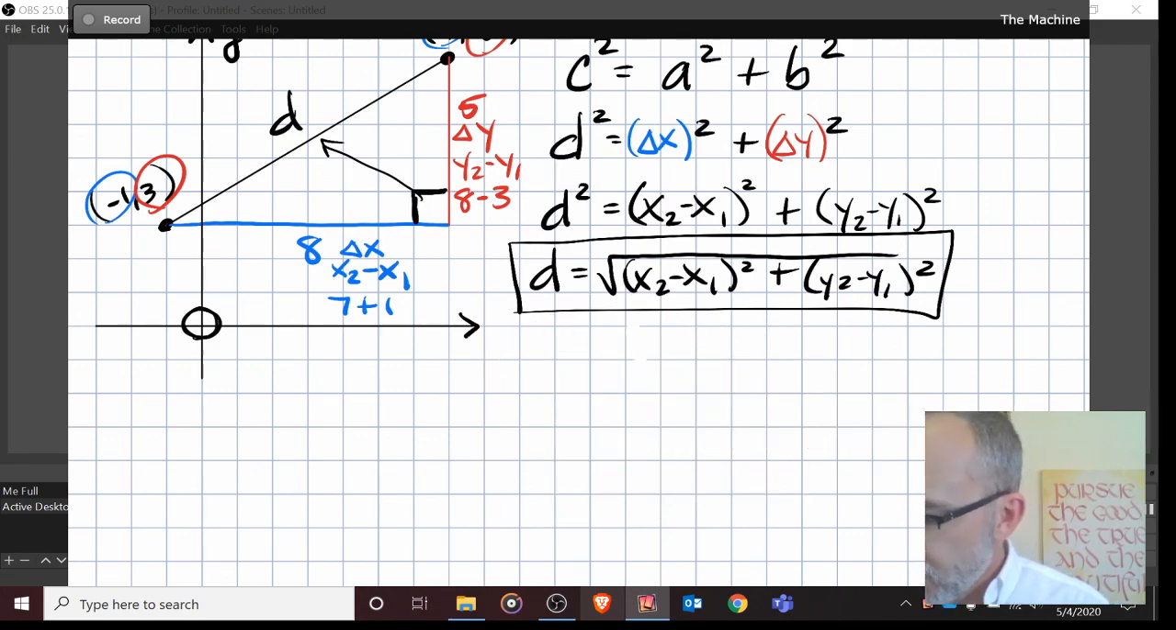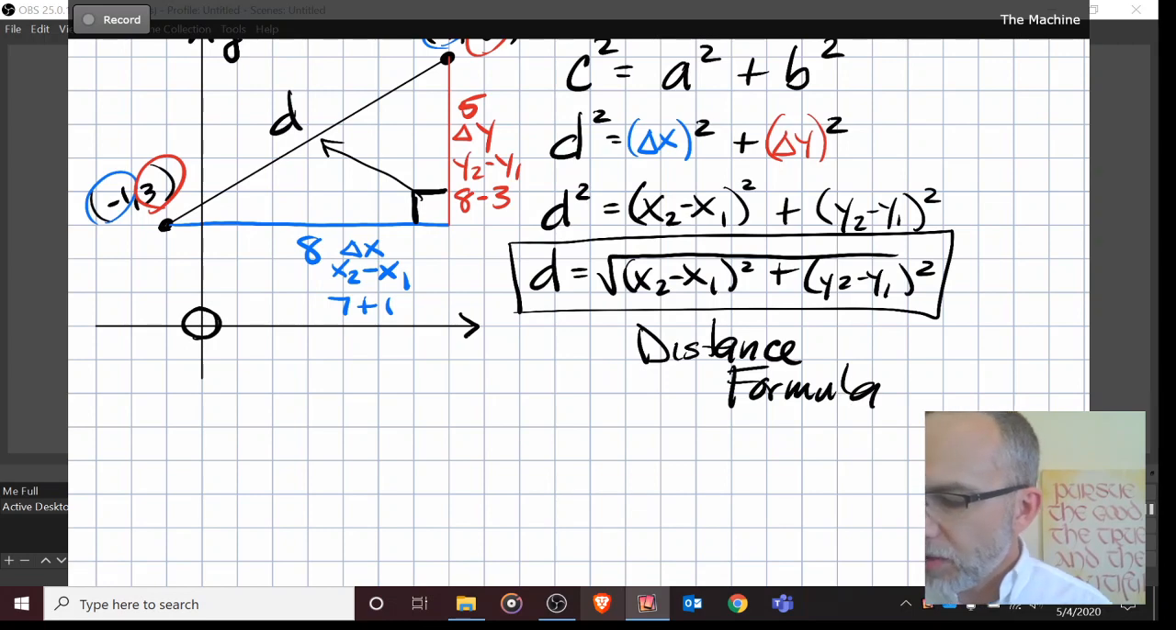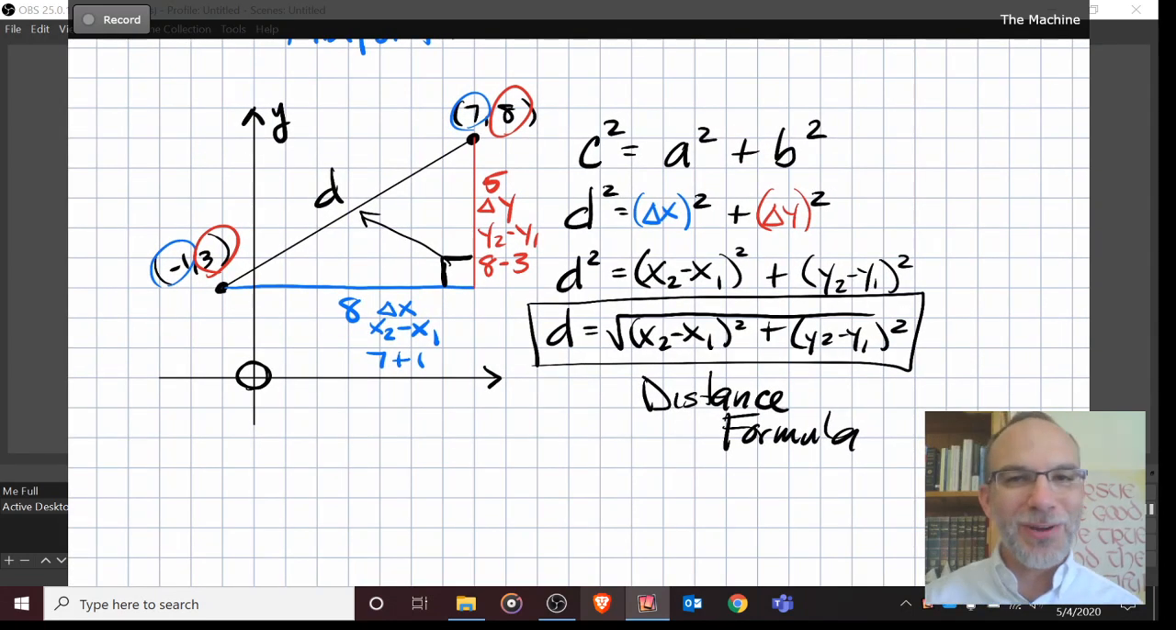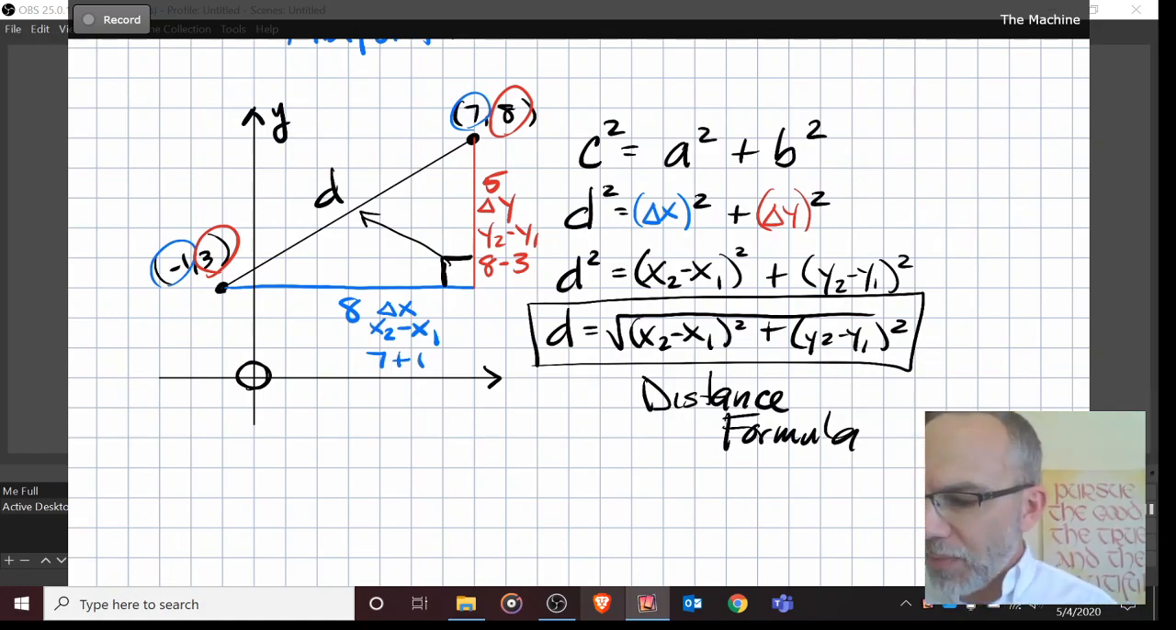This is the distance formula. But what was it based on? It's just the Pythagorean theorem. If you can remember the Pythagorean theorem, you can probably recreate the distance formula if you ever actually do forget what it is. Okay? Now, I want to talk about another property, and that's going to be the midpoint.